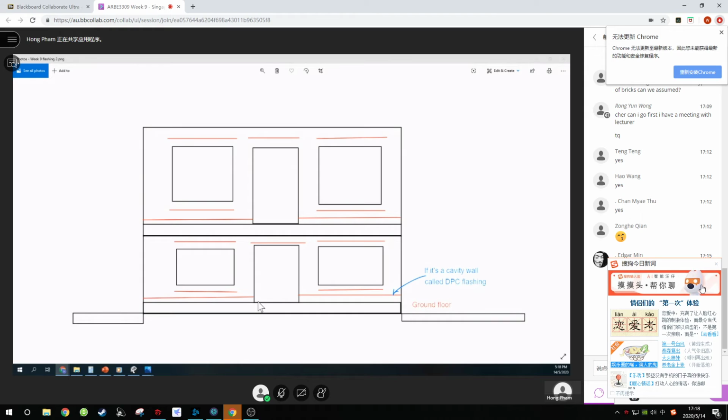So basically, the flashing is something like a skirting. You go all around the perimeter except where there's an opening, either because of the windows or because of the doors. The opening is touching the ground, touching the floor.